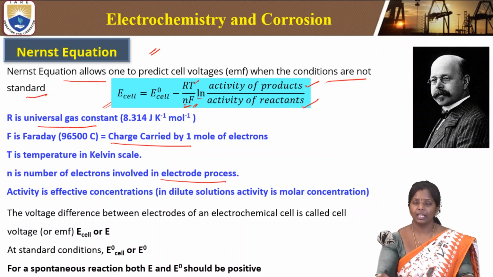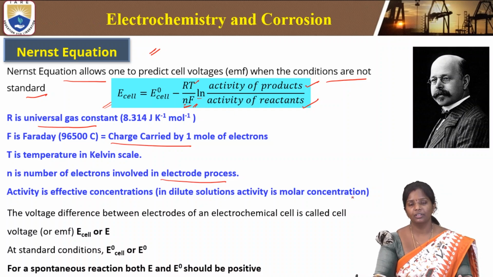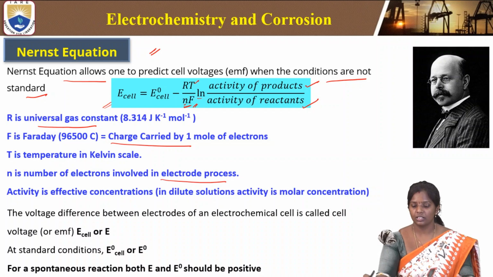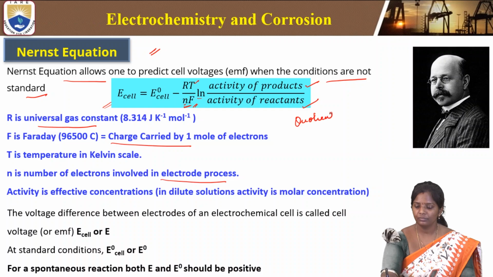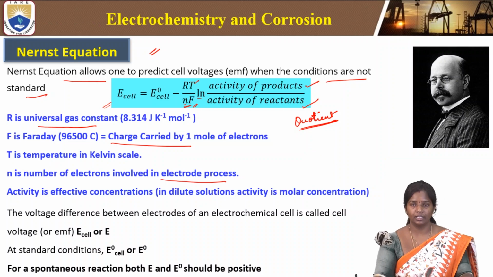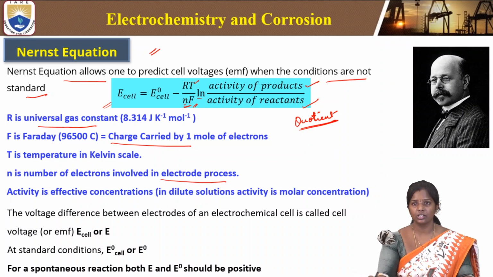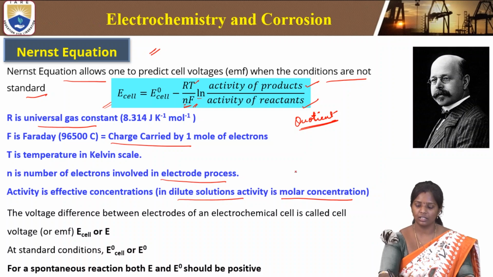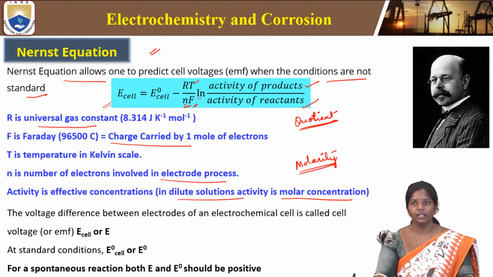Whenever a reaction is going on in an electrochemical cell, the activity of the products divided by the activity of the reactants gives the concentration quotient, also called the coefficient. It is largely used in calculations. Activity is nothing but the concentration. In dilute solutions, we define it as molar concentration. So whenever we have molarity solutions, we just use this formula with the concentration in the activity.